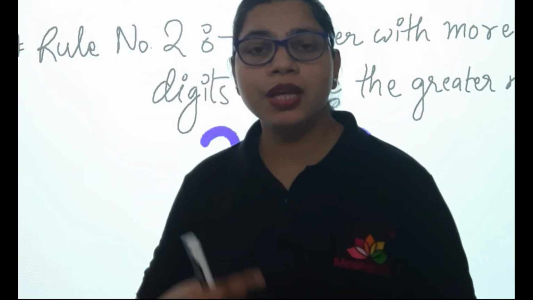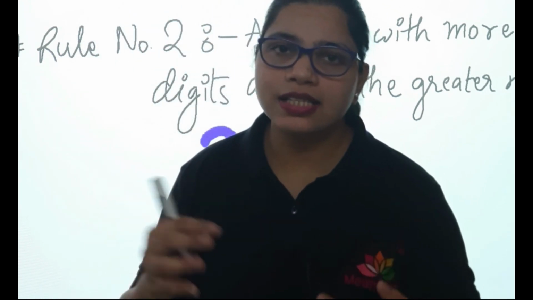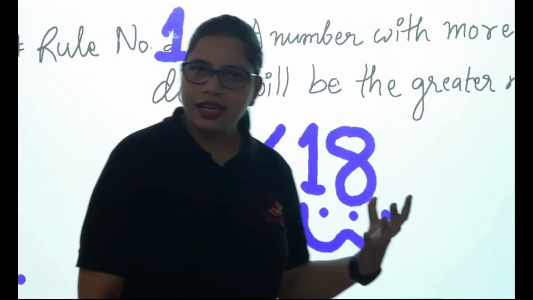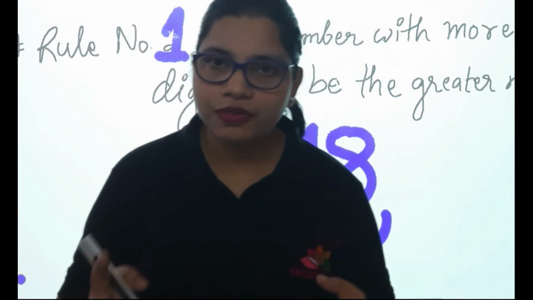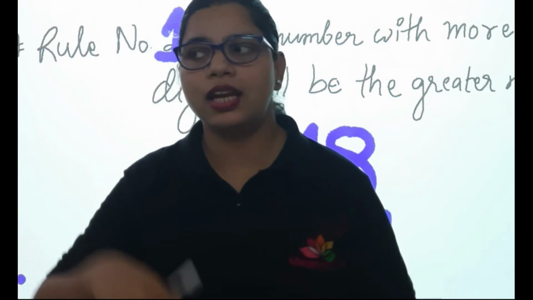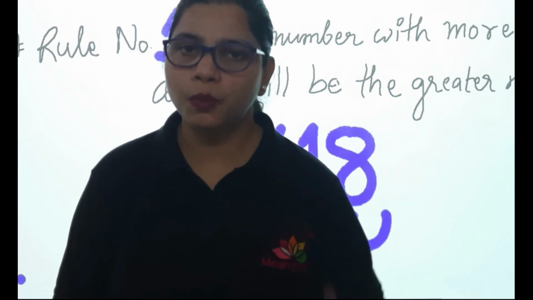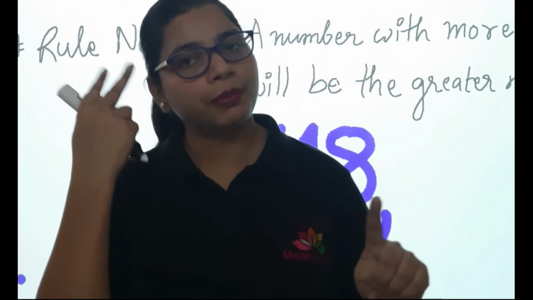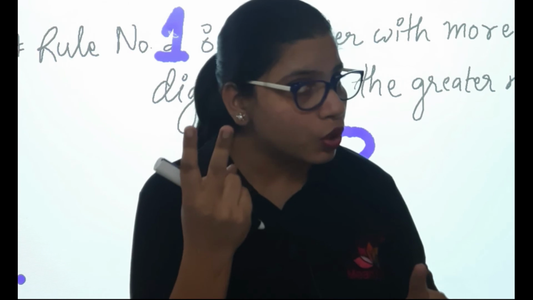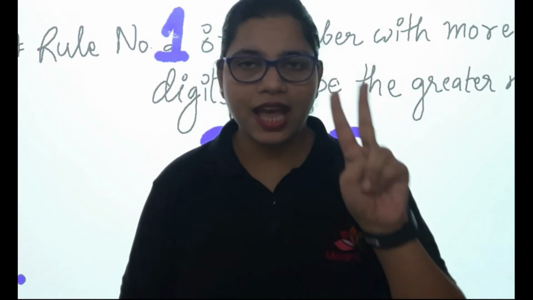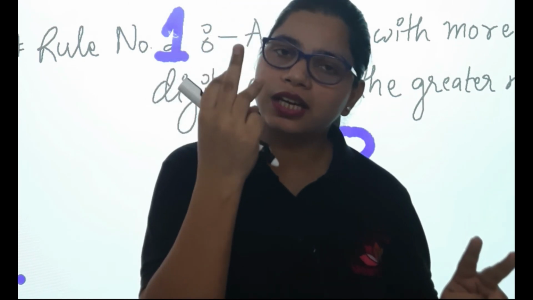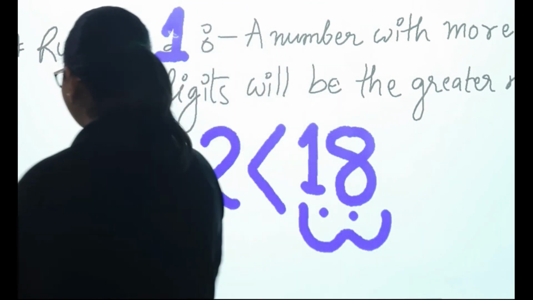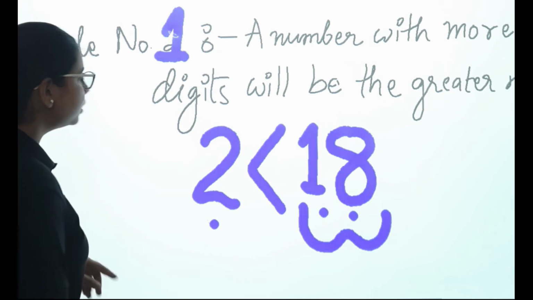If the number of digits are the same, then switch to comparing the tens place. So let's make this rule 1. Rule number 1 is checking the number of digits in a given number. If a number has more digits than the other one, it will be the greater. If one has 2 digits but the other has 3 digits, it will be the greater number. The number with more digits will be the greater number.